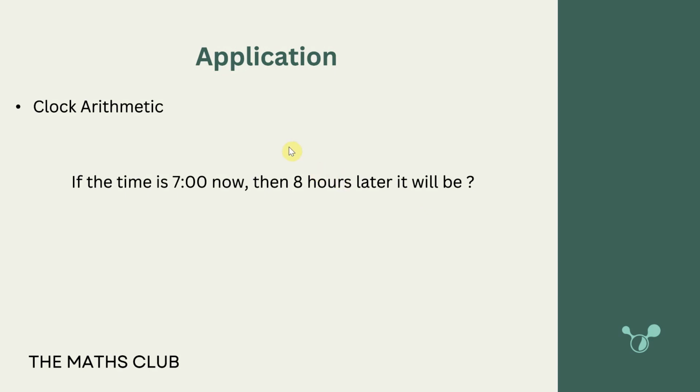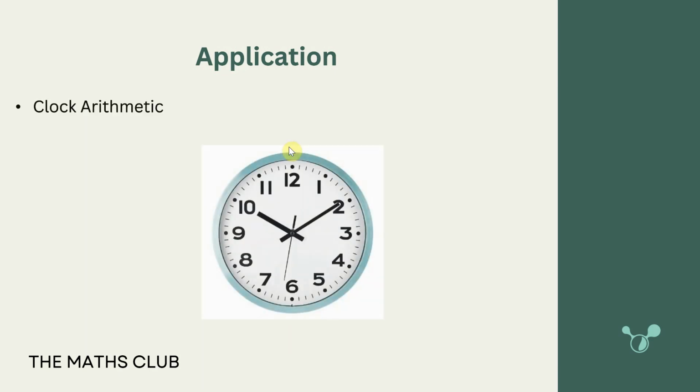Welcome back. There are two ways that we can do this. We can say, oh, 7 o'clock. Let's go to our clock and do 8 hours later. That will be 1, 2, 3, 4, 5, 6, 7, 8. So 8 hours later it will be 3 p.m. But is that effective? That's not effective. So what can we do?